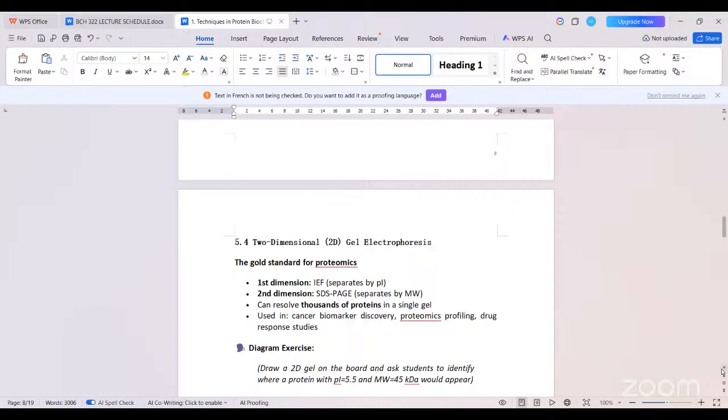Then the next separation technique is two-dimensional gel electrophoresis. Like the name, there's the first dimension, which separates by isoelectric points, and then the second dimension, which separates by molecular weights. So this two-dimensional gel electrophoresis is used as a high precision separation technique, like in cases of cancer, drug discovery, or proteomic profiling, when we need high precision results. This is often the method that is used.